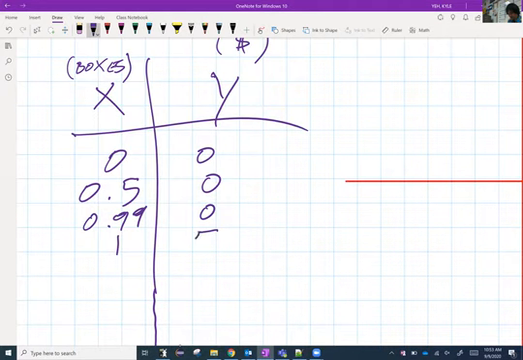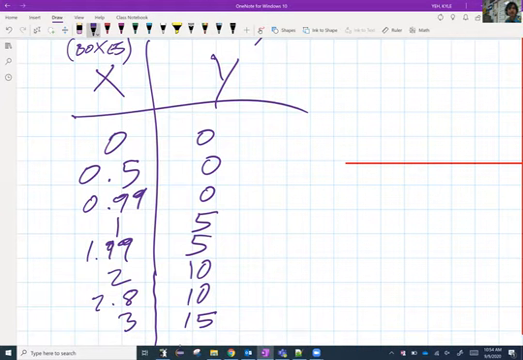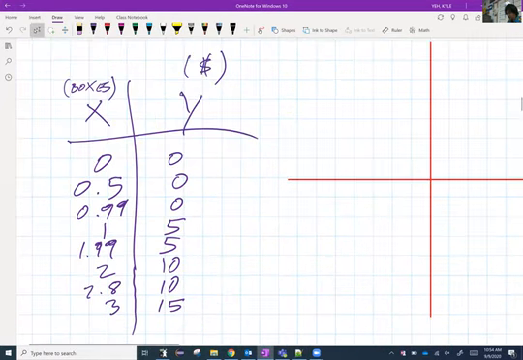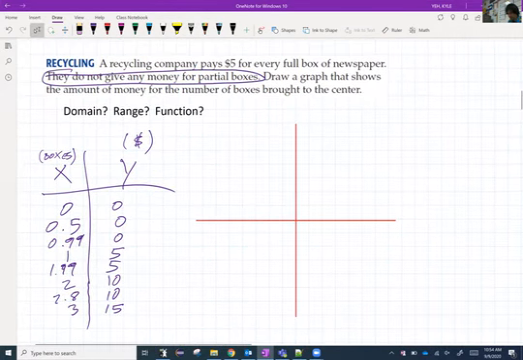1 box, I get $5. What about 1.99 boxes? That's just 1 and a partial, which I don't get any credit for. I'm still only getting $5. 2 is when I jump up to $10. 2.8 would still get me $10, but as soon as I hit 3, I'm jumping to $15, and I can see the pattern now. Always try some decimals when you're dealing with these greatest integer step functions.